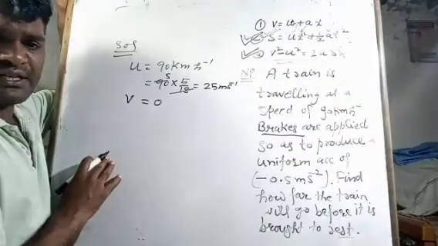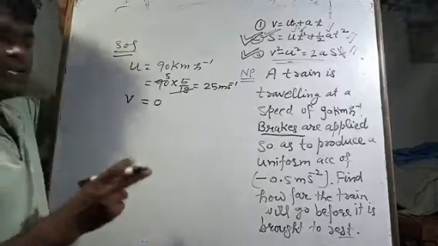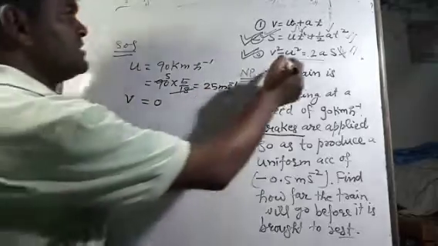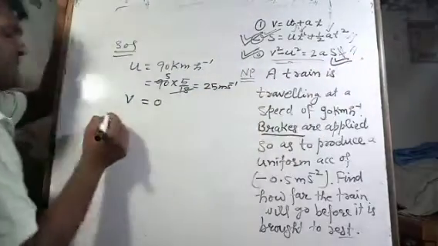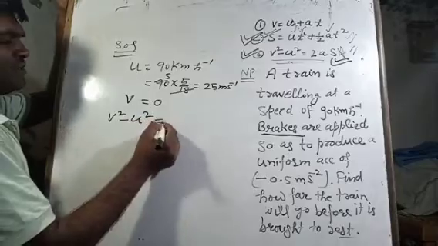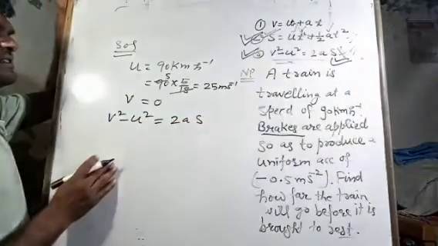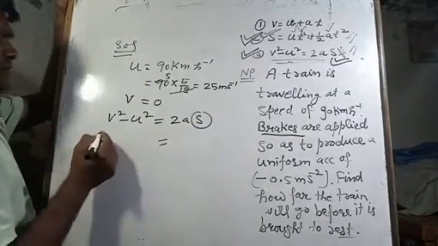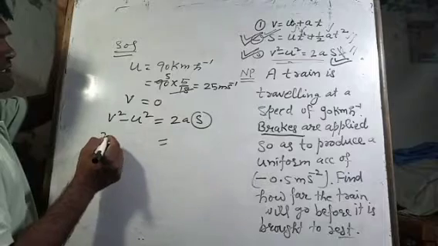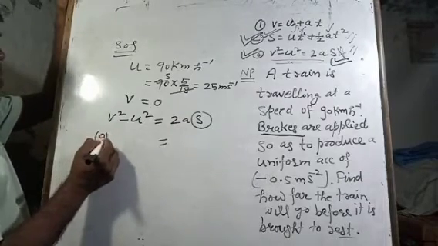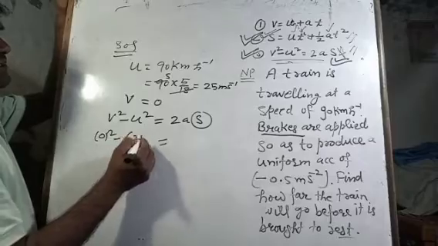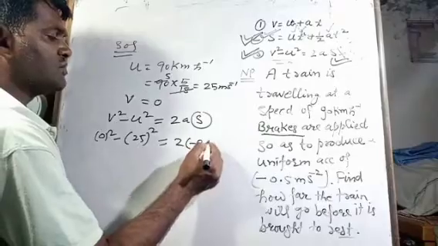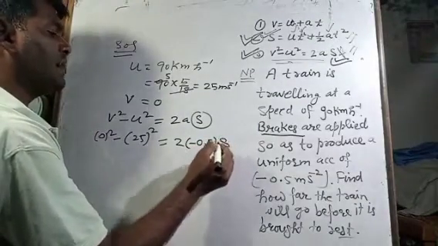Okay, my dear student. So what we need to calculate? We need to calculate the distance traveled. So using this formula we can easily calculate. Formula is v square minus u square equals 2as. Since acceleration is given to us and we need to calculate this distance over here. So initial velocity is 25, final velocity is given to be 0, and 2 into minus 0.5 into s.